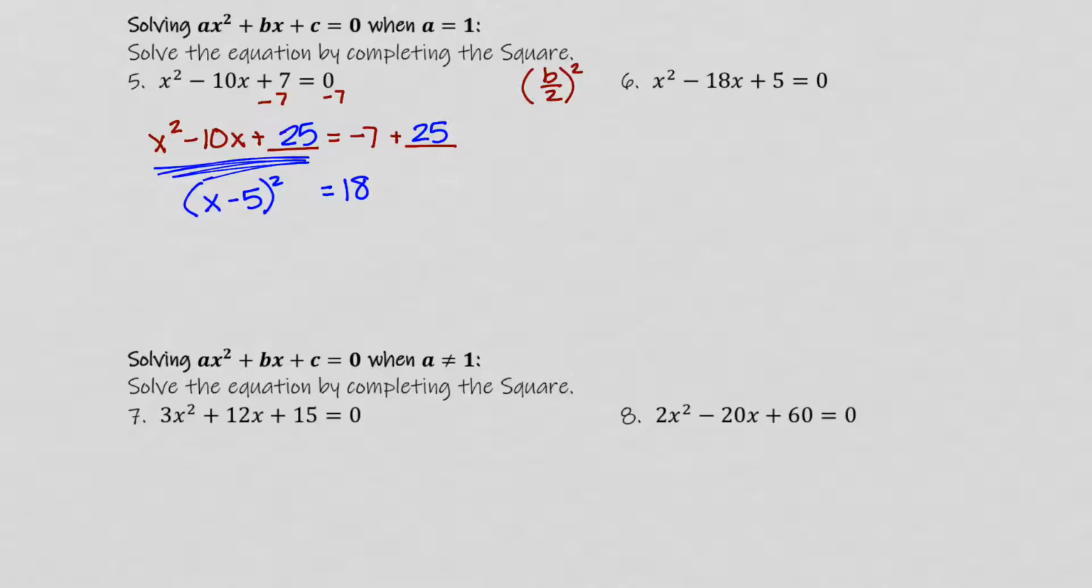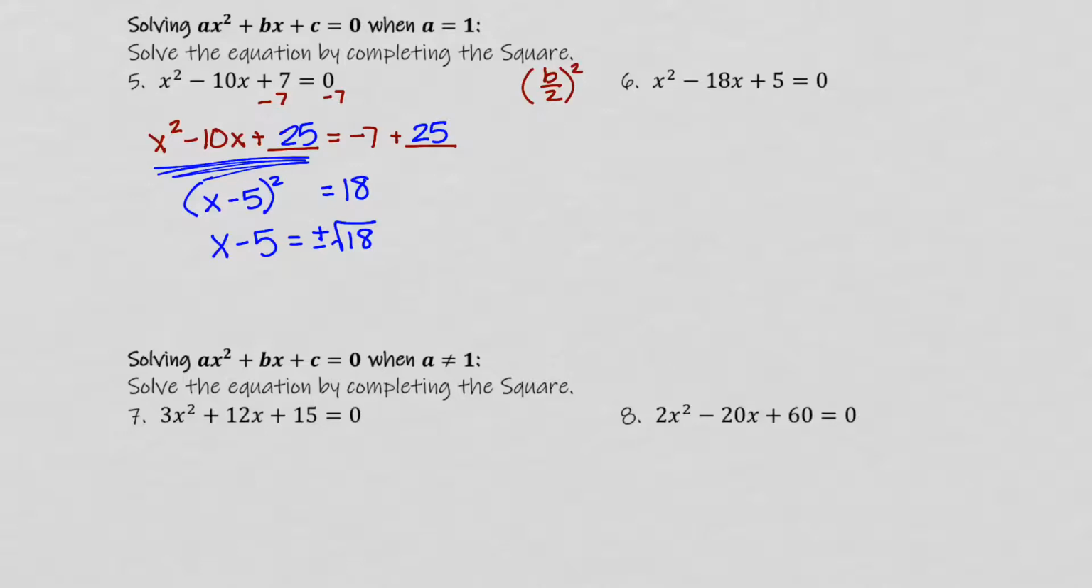Well, I have something being squared on the left all by itself, and then I have a constant on the other side. So to get rid of the squared, I'm going to square root both sides. And when I do that, the left side just becomes x minus 5. The inside of the squared, or inside the parentheses, does not change, okay? But on the other side, when I square root the other side, I get a plus or minus square root of 18.